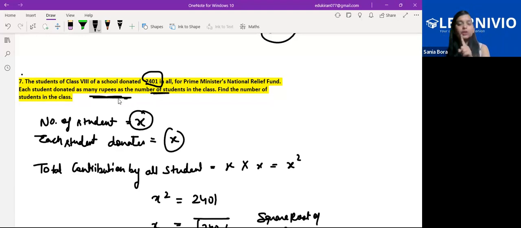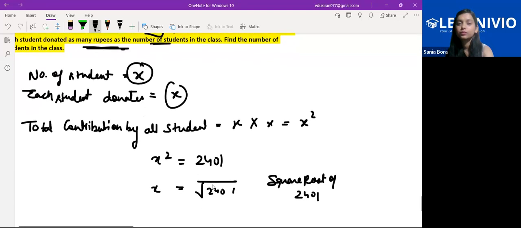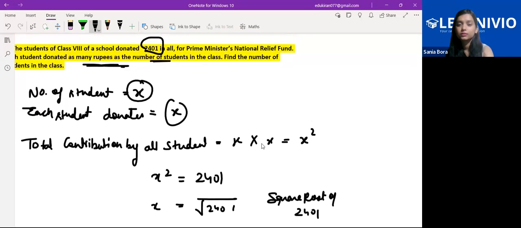Whatever money they donated, that is the total number of students. So the number of students is also X, and the money each student donated is also X. That's why X multiplied by X is X square. Do you need to write just X? We can write any variable, Y, Z, M, N, O, P, whatever. Then X square equals this, and the square will go to this side. So you have to find the square root of 2401.